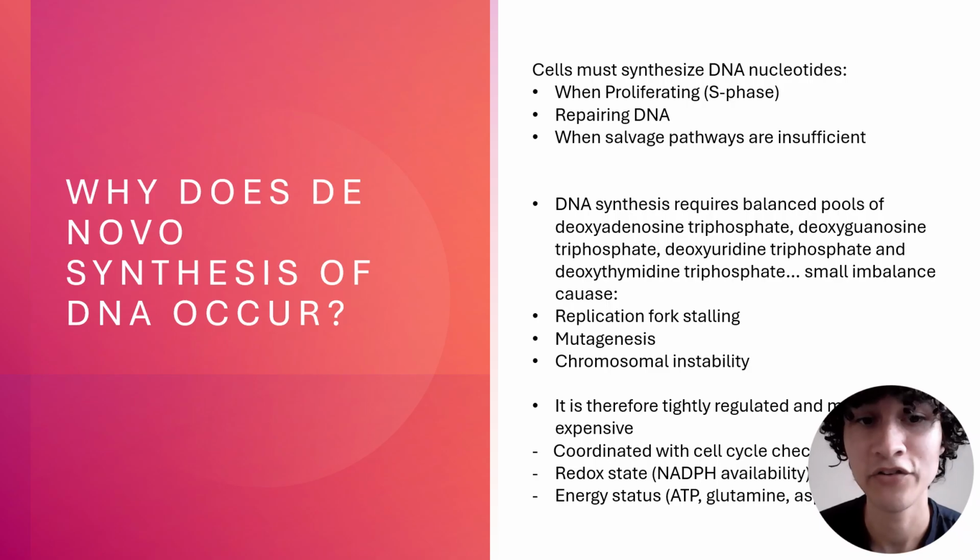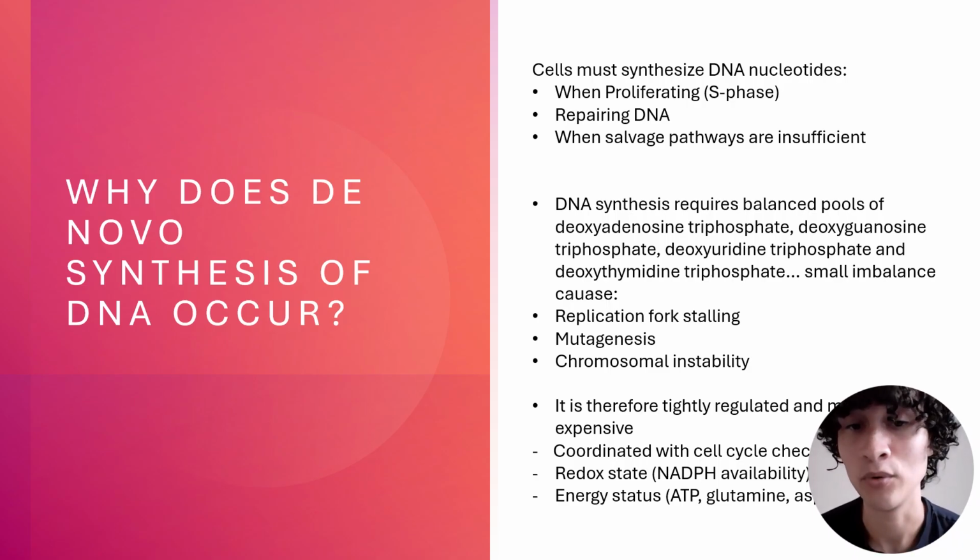So the de novo synthesis of DNA building blocks is a crucial process to cells functioning properly. As you know, cells need to divide, cells need to repair their DNA, and those mechanisms require sufficient amounts of deoxyadenosine triphosphate, deoxyguanosine triphosphate, deoxyuridine triphosphate, and thymidine triphosphate. And small imbalances can have detrimental effects on the cell itself.